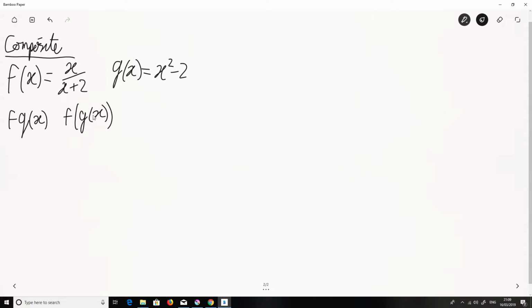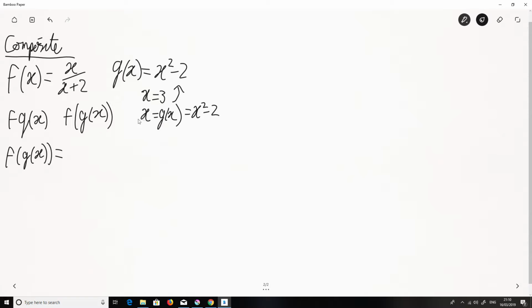This way it's easier to see, because it's just like when we were substituting in x equals 3 before, but this time we're substituting in x is equal to g of x, and in this case g of x is equal to x squared minus 2. So say we want to find the composite function f of g of x. So f of g of x is equal to substituting g of x into f of x.